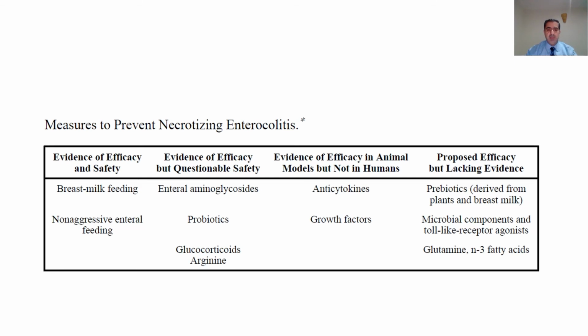The second category includes evidence of efficacy but questionable safety, which includes enteral aminoglycosides, probiotics, glucocorticoids, and arginine. The third category includes evidence of efficacy in animal models but not in humans, which includes anti-cytokines and growth factors. The fourth category includes proposed efficacy but lacking strong evidence, and this one includes prebiotics, microbial components, toll-like receptor agonists, glutamine, and N3 fatty acids.